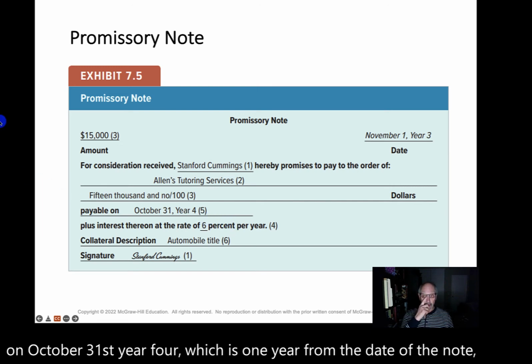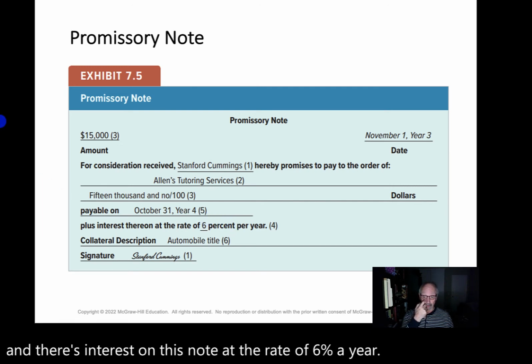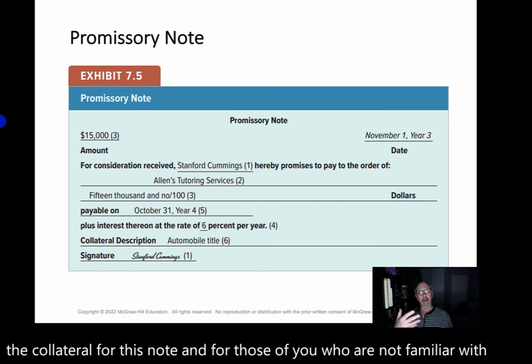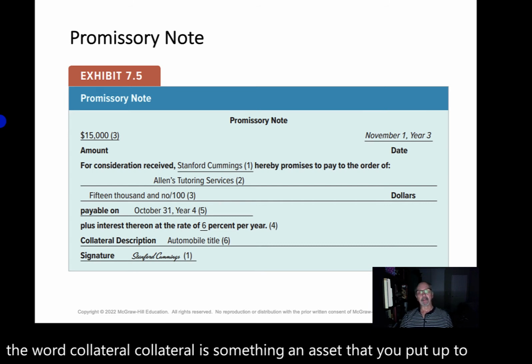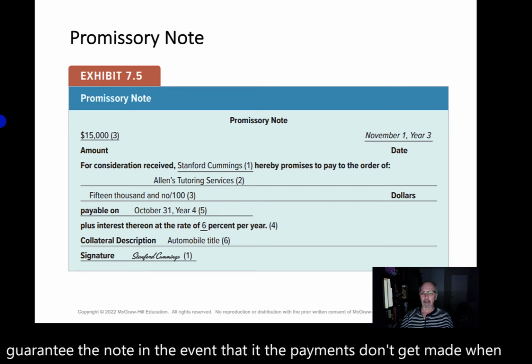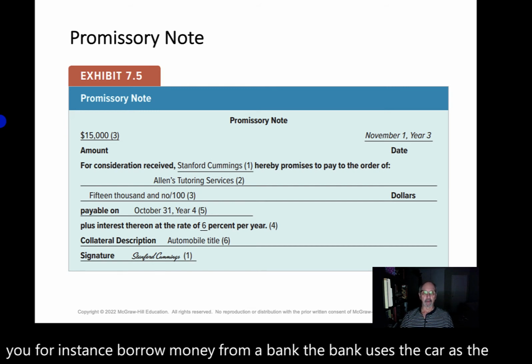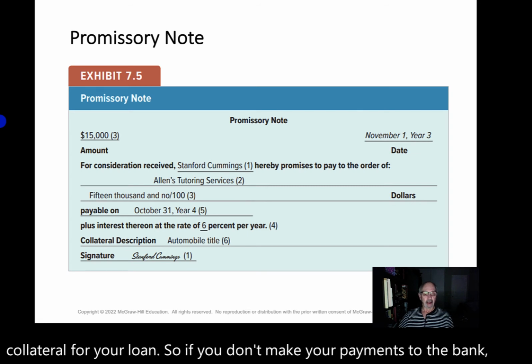The collateral for this note, and for those of you who are not familiar with the word collateral, collateral is an asset that you put up to guarantee the note in the event that the payments don't get made. When you, for instance, borrow money from a bank, the bank uses the car as the collateral for your loan. So if you don't make your payments to the bank, they take the car. And there's the signature of Stanford Cummings.